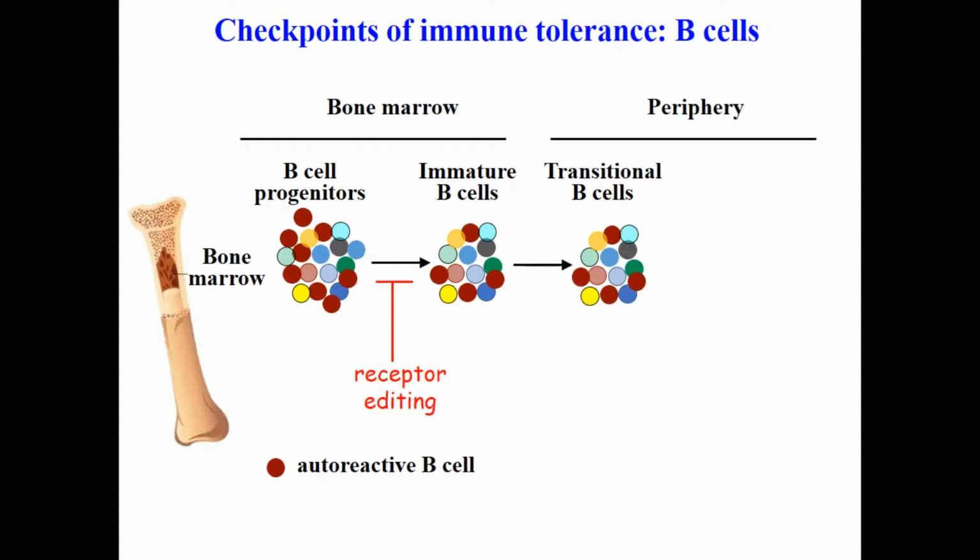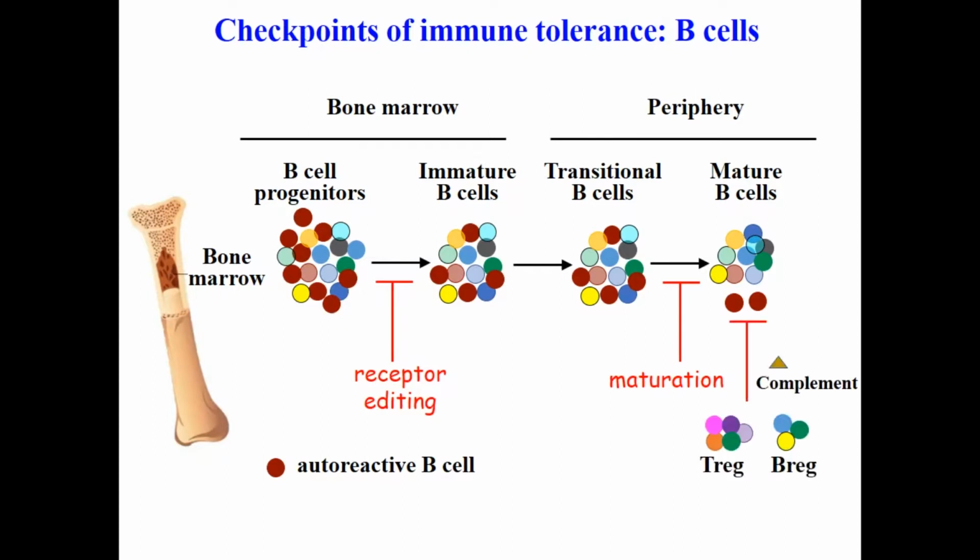Those immature B cells are exported to the periphery. They are transitional B cells. The ones in brown here still depict autoreactive B cells. And we have mechanisms to further deplete the proportion of autoreactive B cells from transitional B cells to mature B cells, so that really the mature B cells that are around contain just a few autoreactive B cells.